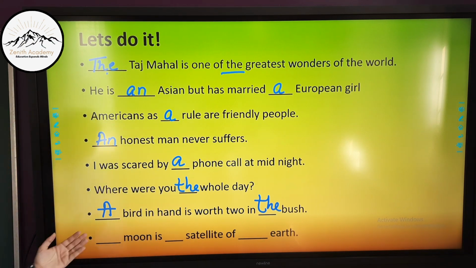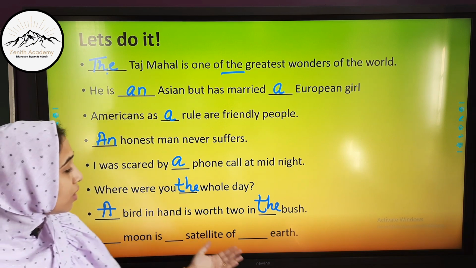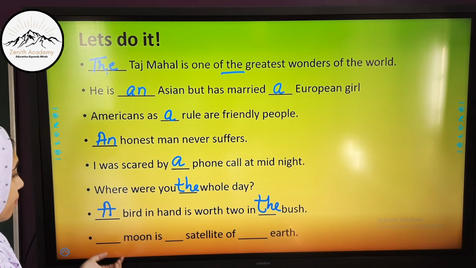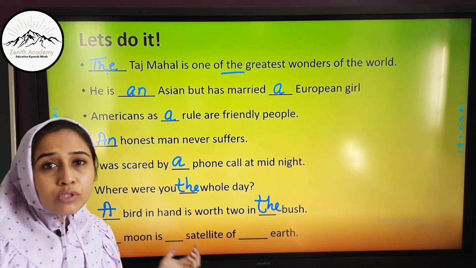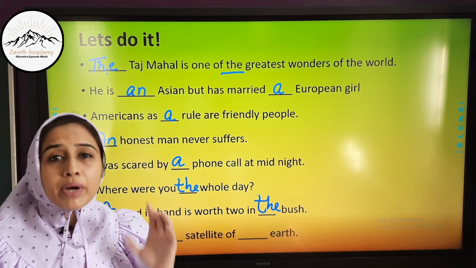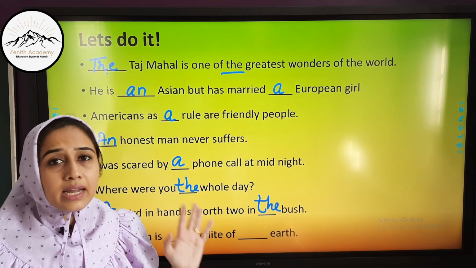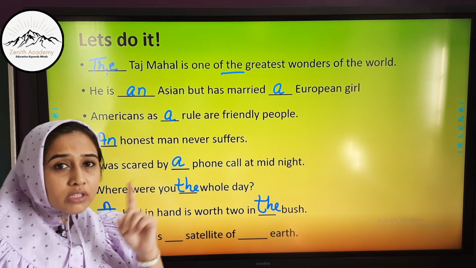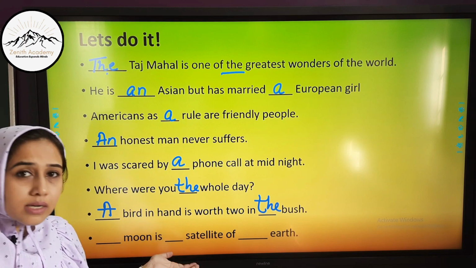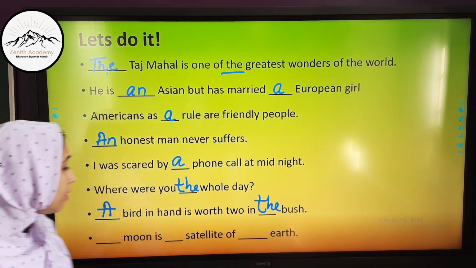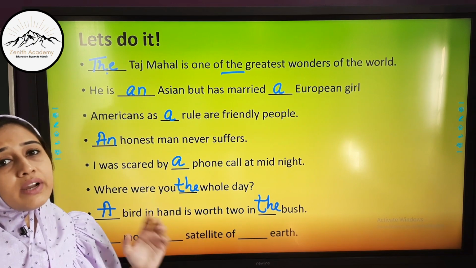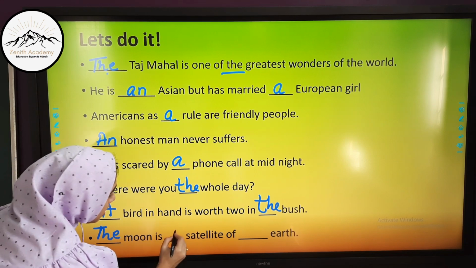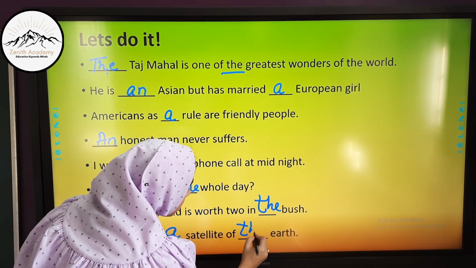The last one is: dash moon is dash satellite of dash earth. Now this is a simple yet complicated sentence. Why? Because we have two common nouns, moon and earth, but both are unique names of a particular thing which are only one in this entire universe. So the moon is a satellite because it is one. So that is why we use article a before satellite, of the earth. Moon and earth are unique names, and that is why the article the will be used before them. The moon is a satellite of the earth.